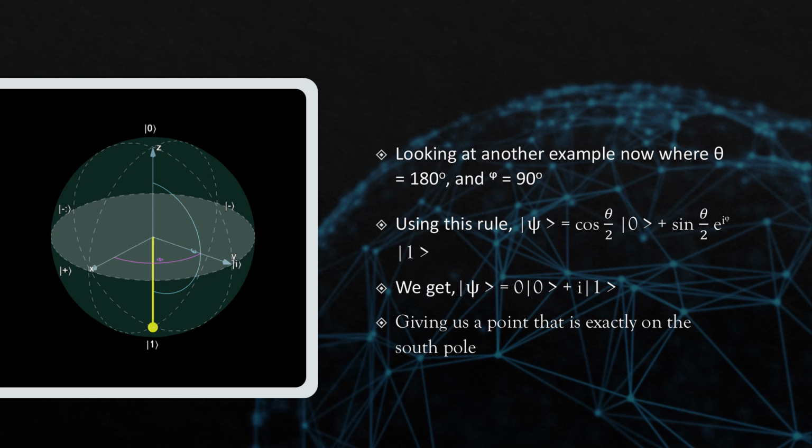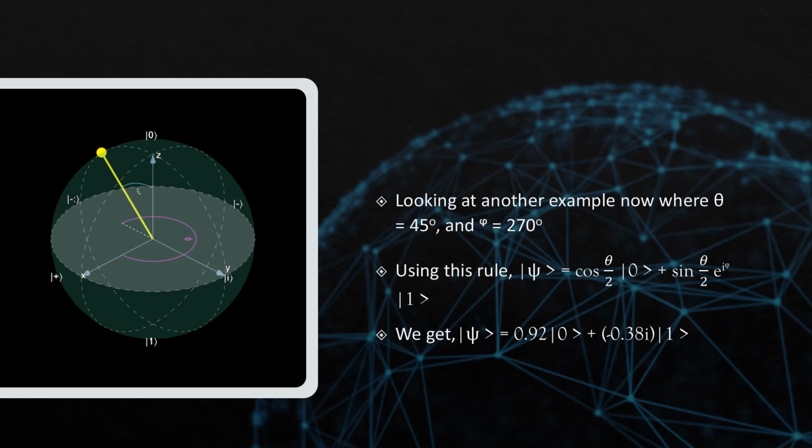Another example now where theta is equal to 180 degrees and psi is equal to 90 degrees. Using our existing rule again, we get phi is equal to 0, 0 state plus i, 1 state. This gives us a point that is exactly on the south pole of the Bloch sphere. Looking at this last example where we have theta is equal to 45 degrees and psi is equal to 270 degrees, we have phi equals 0.92 base state 0 plus negative 0.38i 1 state, which on the left-hand side we can see how these angles are interpreted with the Bloch sphere.